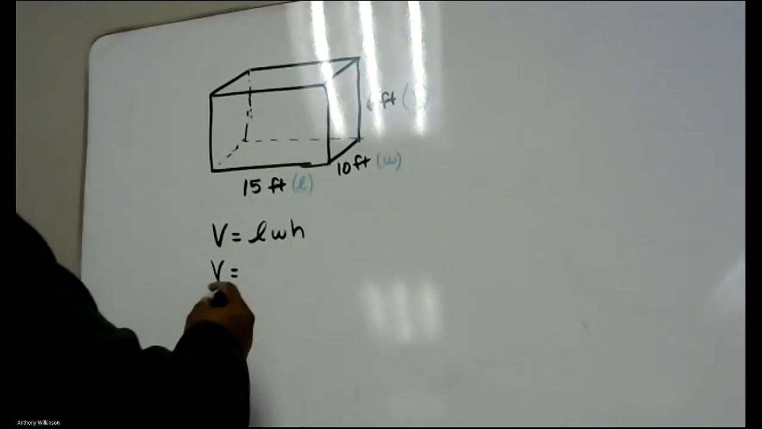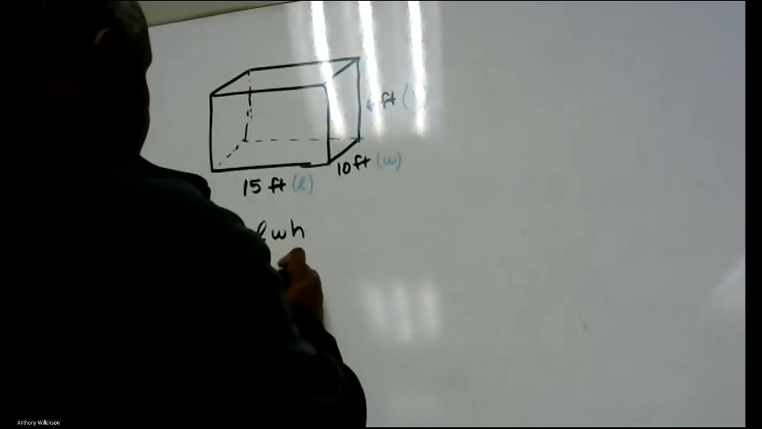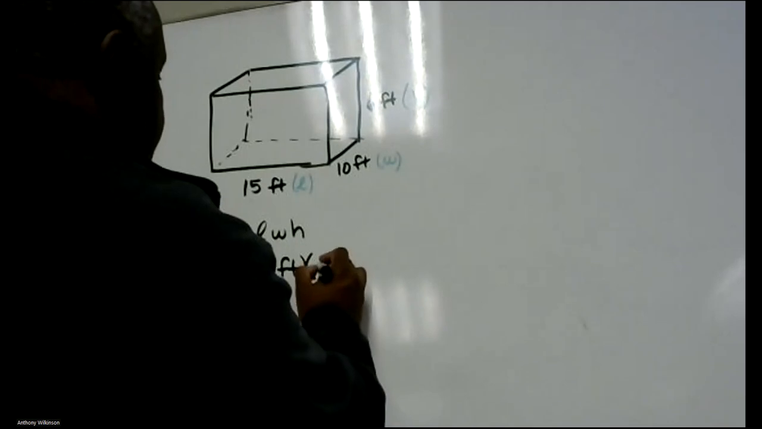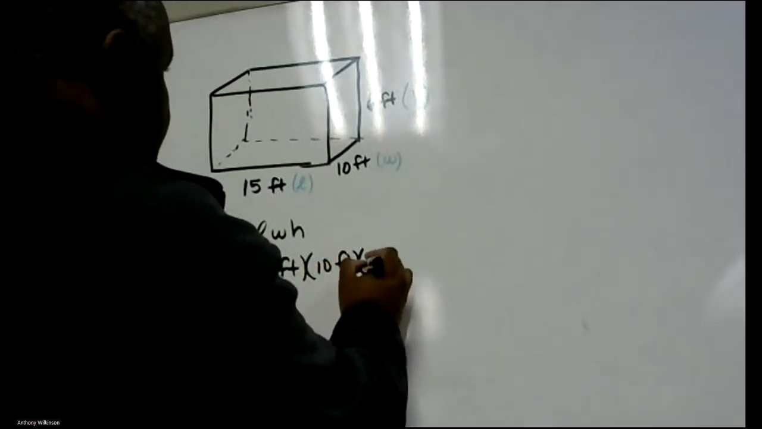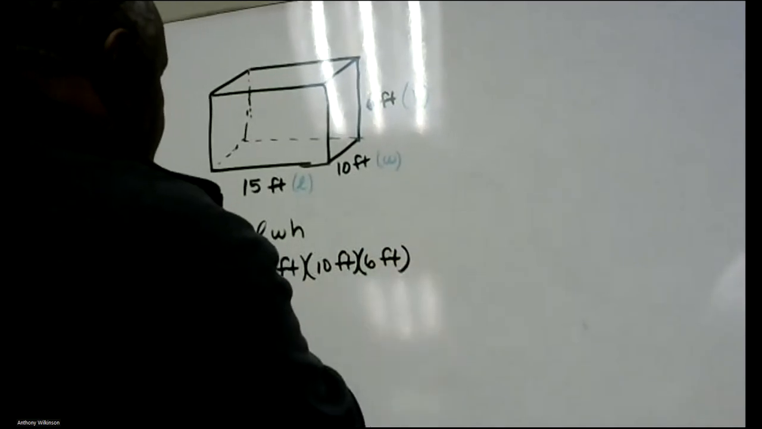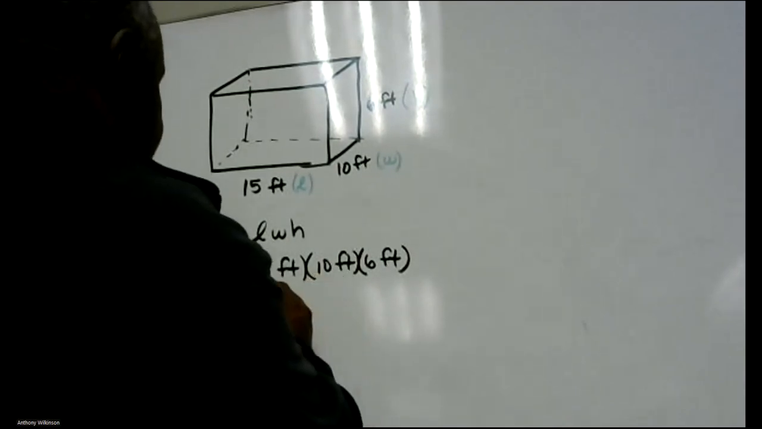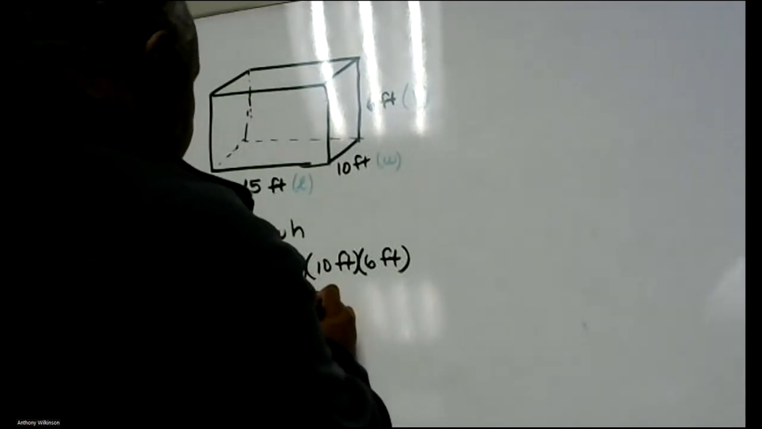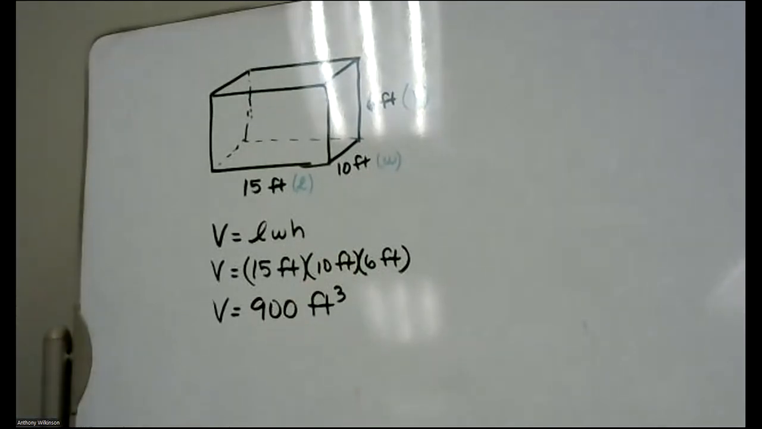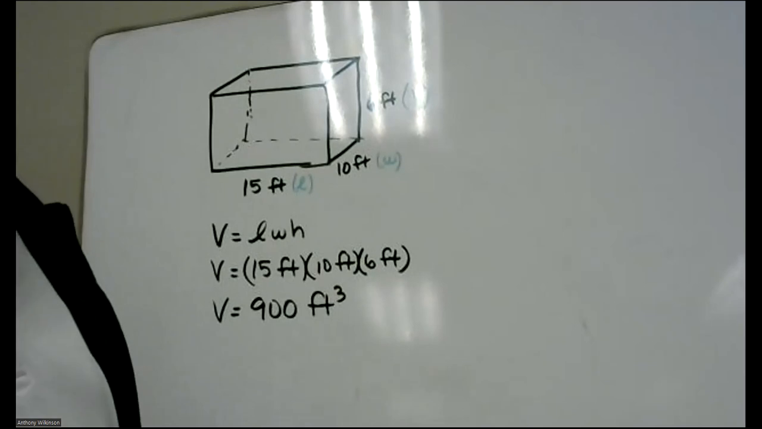So in this case, my length is 15 feet times the width, which is 10 feet, times the height, which is 6 feet. It'd be 900, it's 90 times 10, that's 900. And of course, we have to include the units. Since the length, width, and height of our rectangular prism are in feet, the volume has to be in cubic feet. So the volume of that prism will be 900 cubic feet.